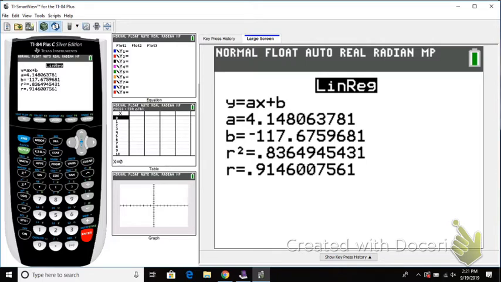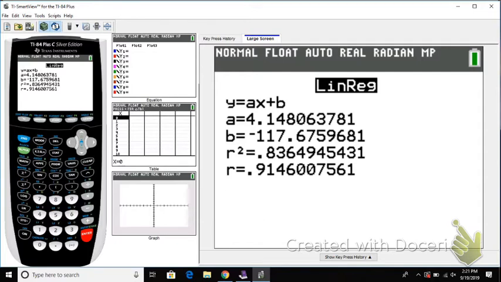Okay? Let me talk about what each of these pieces are. The a is obviously your slope. Okay? So this is a positive slope. It's increasing. So if I write my equation here, I have y equals 4.15x minus 117.68. This is my equation. You guys all agree with that? I just took the a and the b.